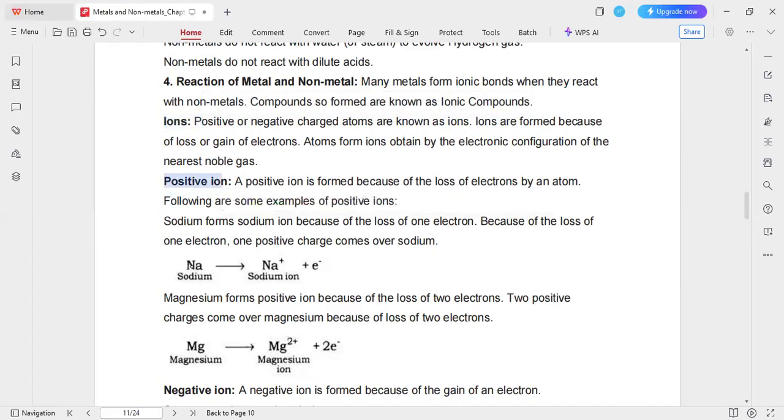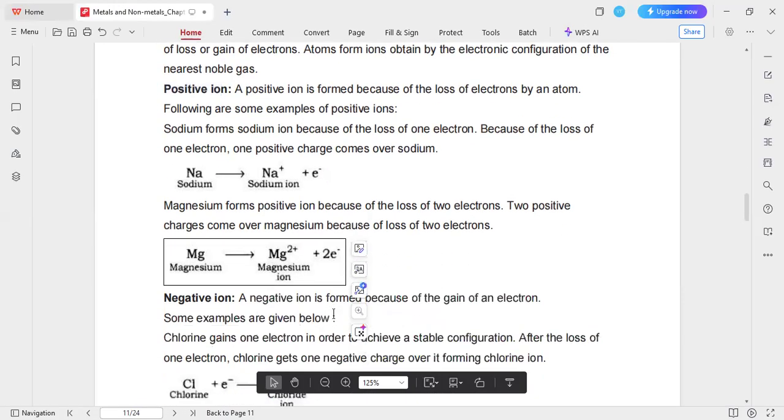What happens, children? Sodium's atomic number is 11. To become stable, it loses one electron, right? 2, 8, 1 is there. So it loses one electron and becomes Na plus. Magnesium similarly will form ions. Which kind of ions? Cations. Magnesium's atomic number is what? 12. 2, 8, 2. To become stable, it will lose 2 electrons and form Mg2 plus ion. Yes or no? I will show you the dot structures.